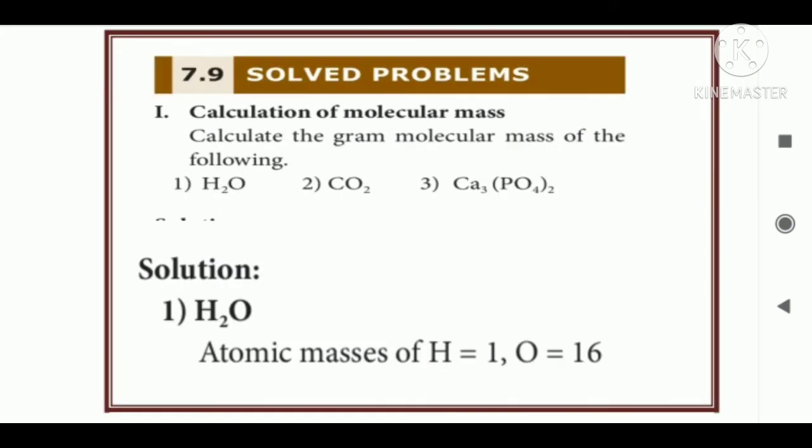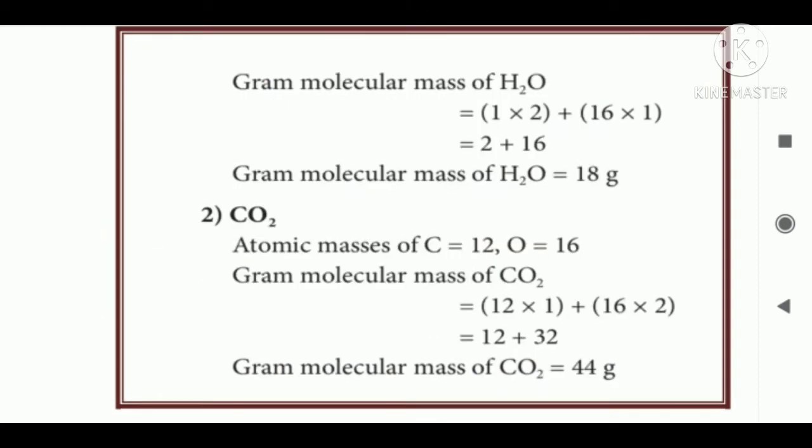Then calculate the molecular mass of the following compounds. First one is water, another one is carbon dioxide, next, calcium phosphate. First, water: the number of hydrogen is 2 and the number of oxygen is 1. The atomic mass of hydrogen is 1 and oxygen is 16. Gram molecular mass of water: 1 into 2 plus 16 into 1, so 2 plus 16, 18 grams.